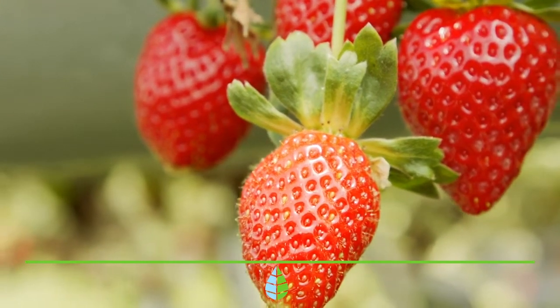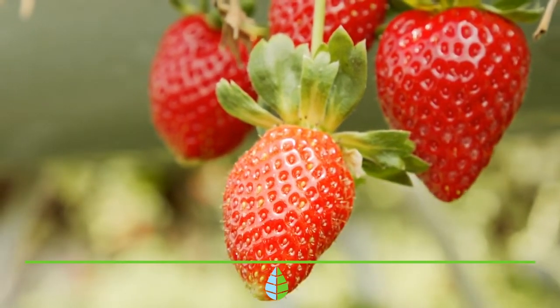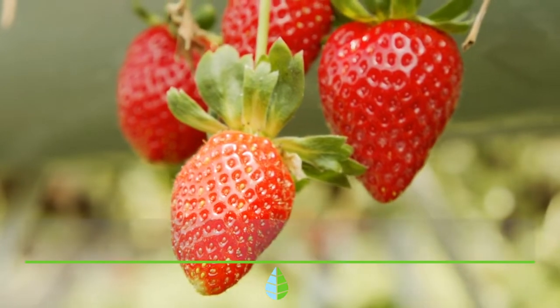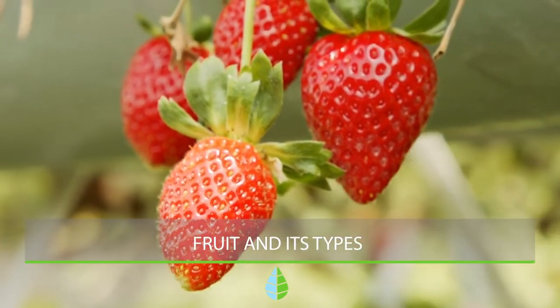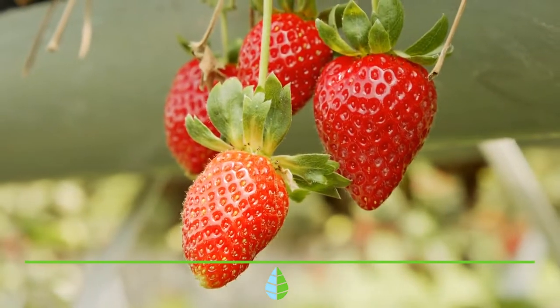Fruit and its types. Although not all plants bear fruit, those that reproduce through sexual reproduction by seeds tend to produce fruit as well. Once the flower has been fertilized, it produces a seed that forms a fruit around it.